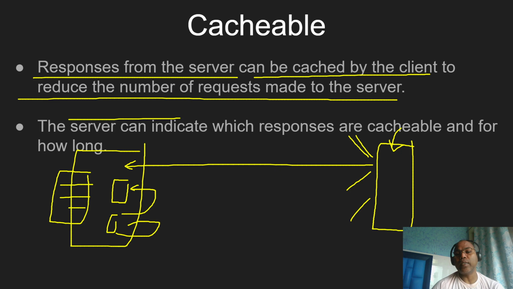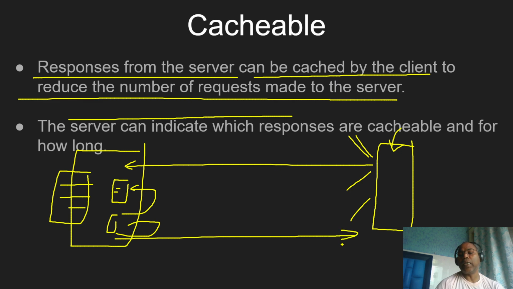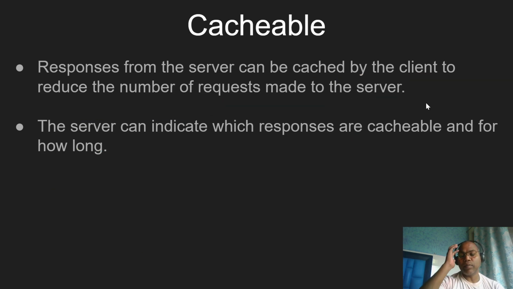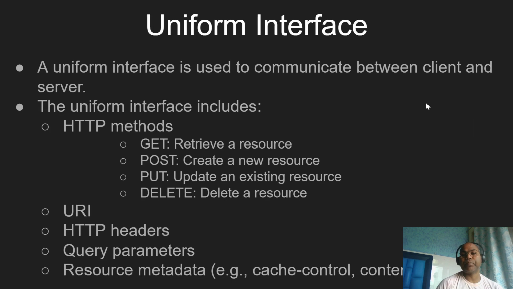The server indicates which responses are cacheable and for how long. We also have to ensure that, say the cache is given, after 10 or after some time this cached data can change. So you can again ask for the updated data and update your changes. During the communication, the client sends a request saying, hey, I need the updated data, and the server sends you the updated data as well.